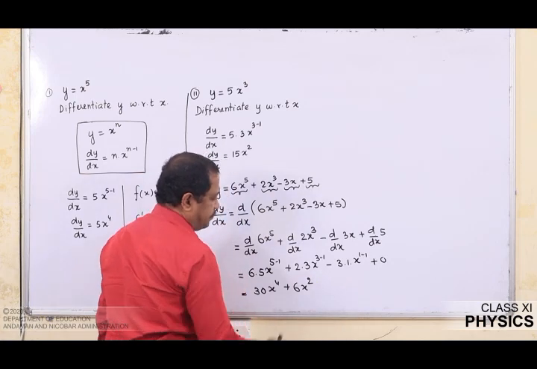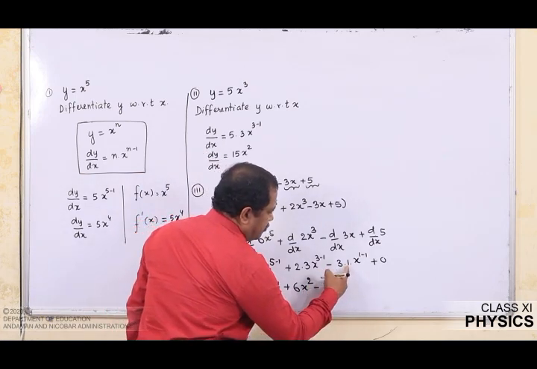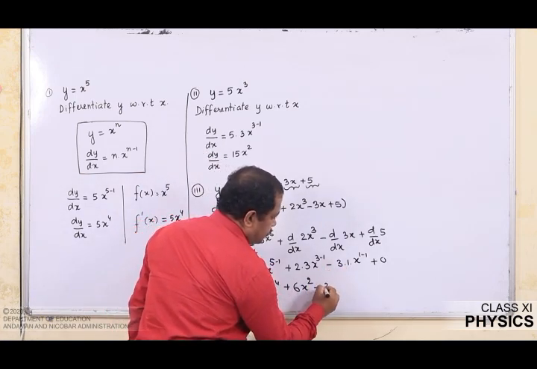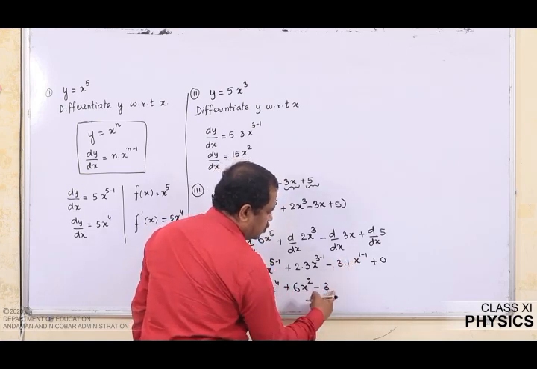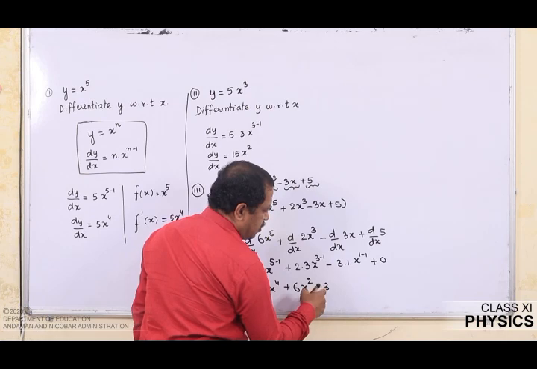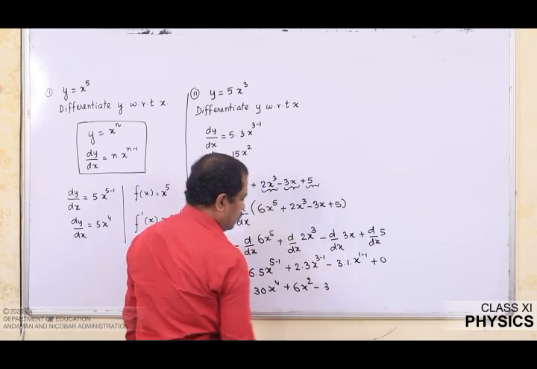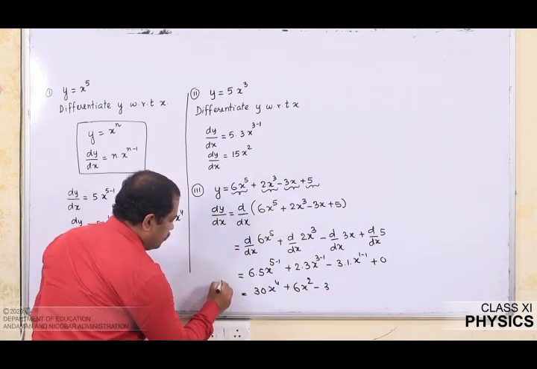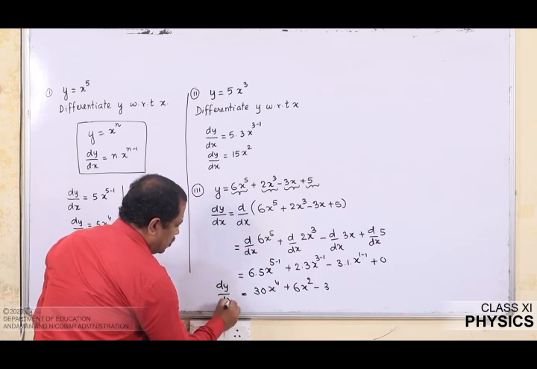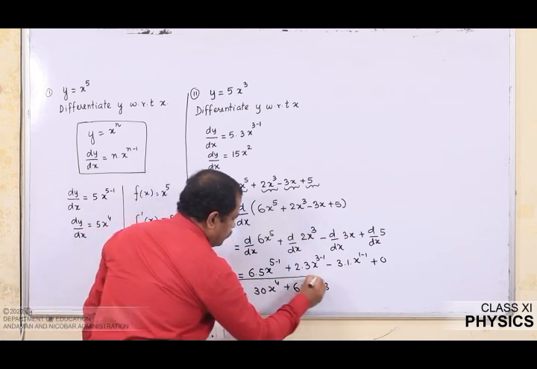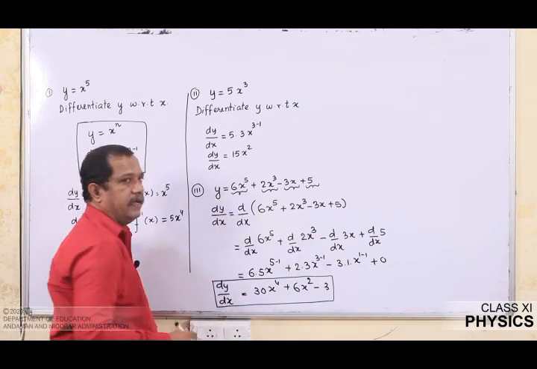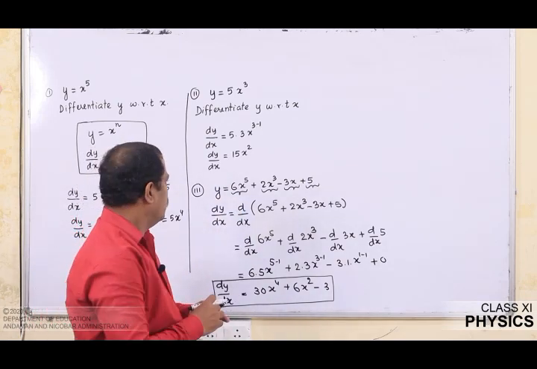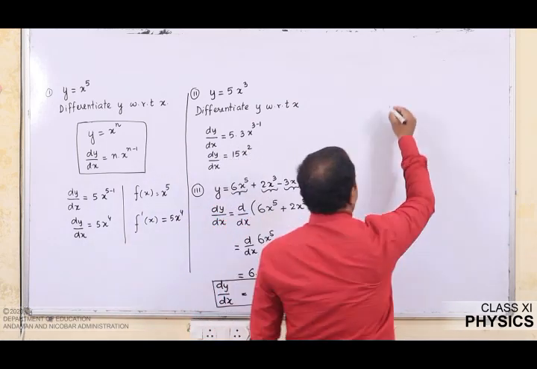So, 6x squared minus 3 times 1, 3, x power 1 minus 1 is 0. So, x power 0, anything power 0 is 1. So, this will remain 3 and here it is 0. So, therefore, for me this is the differentiation of the function y with respect to x. Let us see another problem.